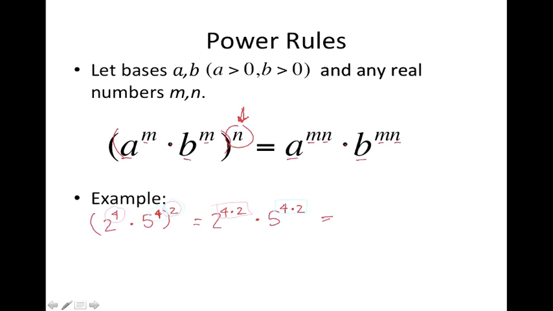So we can simplify this even further, and that'll be 2 to the 4 times 2 is 8, times 5 to the 4 times 2 is 8. And you can simplify that further, but for purpose of practicing the rules, we won't. Let's try one more example.